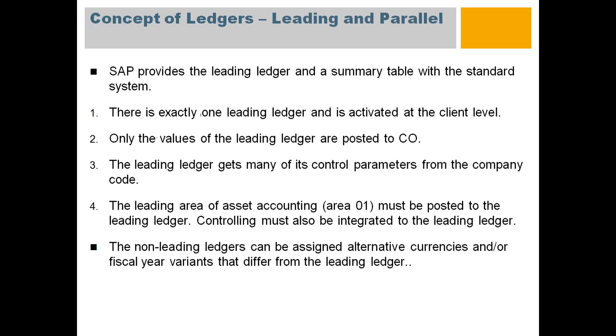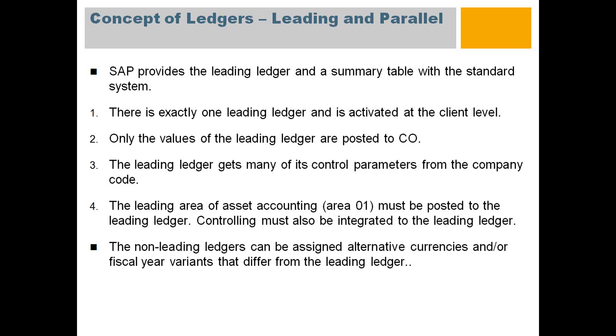Leading ledgers and non-leading ledgers. There is exactly one leading ledger at all times. It is activated for the company code. Only the values for the leading ledger are posted to the CO. The leading ledger gets its parameters from the company code. So one company code is tied to this leading ledger, and there are non-leading ledgers which are assigned to alternate currencies as well as alternate parallel accounting structures.